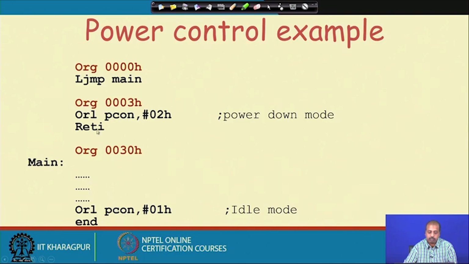It can come back to this point when the interrupt occurs, and on reset, the power down will be cancelled. And this is the idle mode. When in idle mode some interrupt occurs, for example here, when the interrupt occurs, it will be doing that.